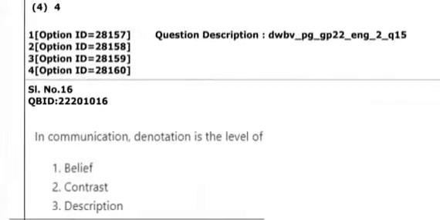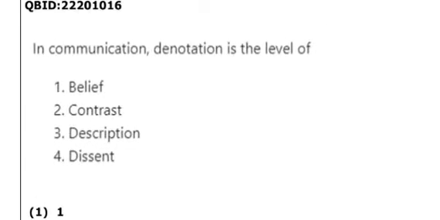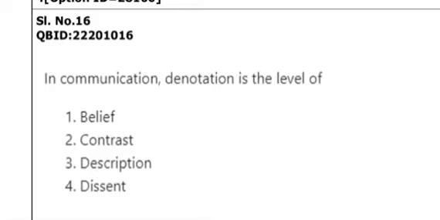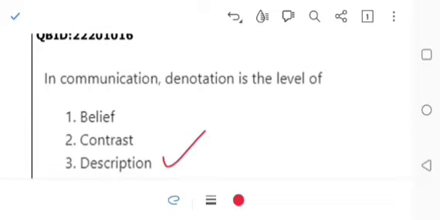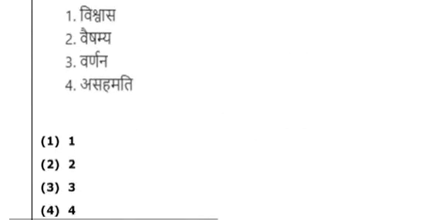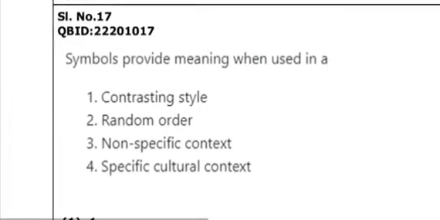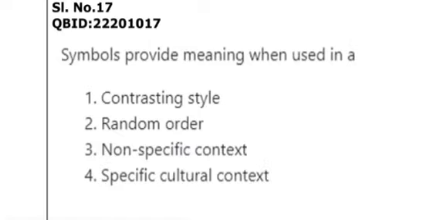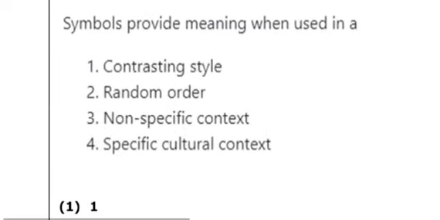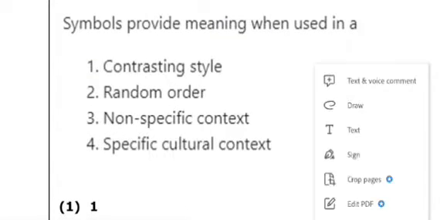Then number 16. In communication, denotation is the level of what? Belief, contrast, description, dissent. Number 16, it will be description. Number 17, symbols provide meaning when used in what? Number 1, contrasting style. Number 2, random order. Number 3, non-specific context. Number 4, specific cultural context. Okay, it will be option D. Symbols provide meaning when used in a specific cultural context.